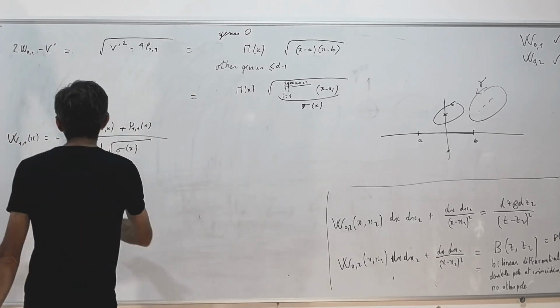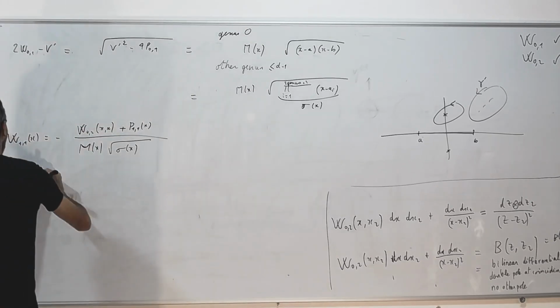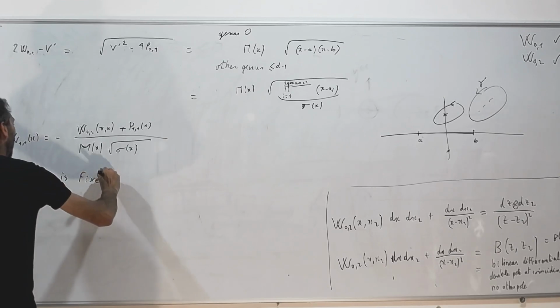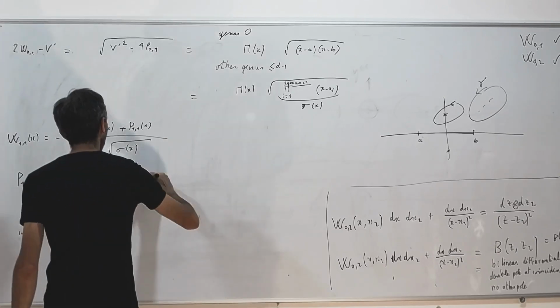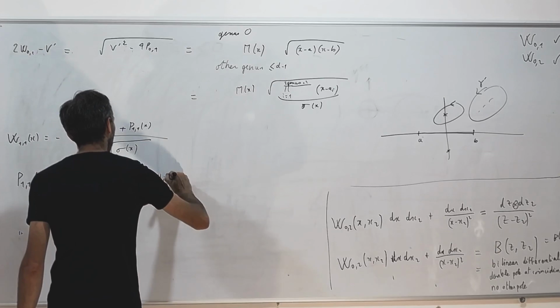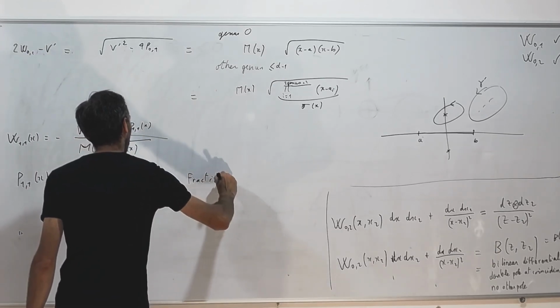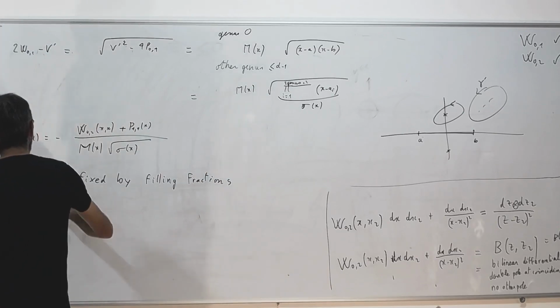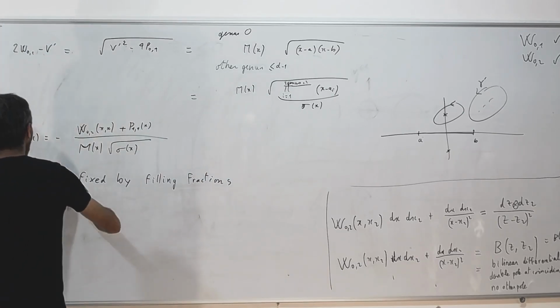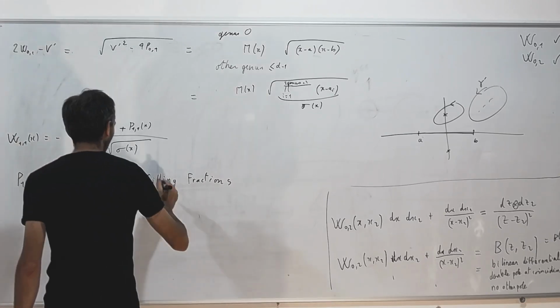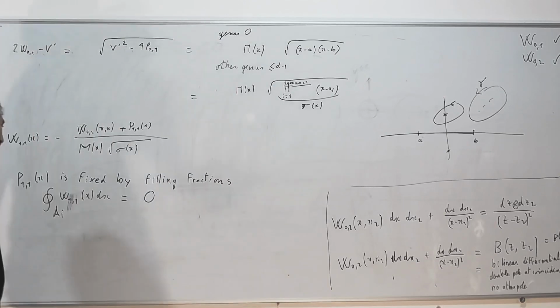So the idea is that P11 of X is fixed by the filling fractions condition, that say that basically the integral of W11 of X dx over some A cycles should be, in fact, 0.